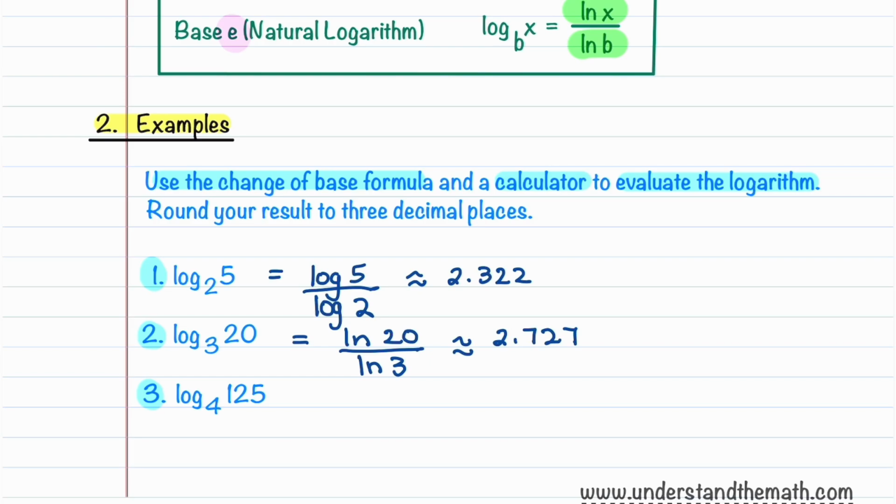Let's now do our last example. We can either use base 10 or base e. I'm going to use base 10, just like we did in our first one. And I'm going to write this as log of 125, all divided by log of 4. We'll put it into our calculator, and we get an answer of 3.483. And that's it. You now know what the change of base formula is and how to use it to evaluate logarithms of bases other than 10 or e.